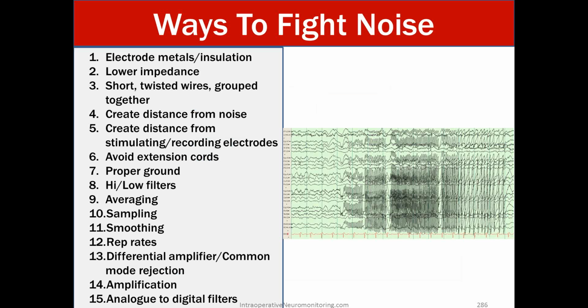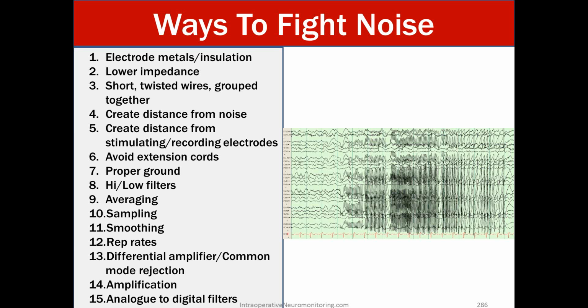So the electrode metals and insulation, either being on the production side of things or the selection side from us, to what company we use and what kind of metals we use. Doing everything to lower impedance, like scrubbing the skin off the head, making sure our needles are buried deep within the skin. Using short, twisted wires grouped together. The long ones are more likely to get bunched up, or you kind of loop them in circles. Whenever you loop a wire, it picks up noise much easier.